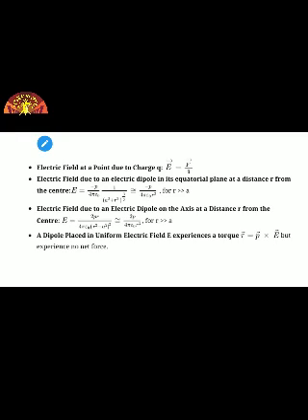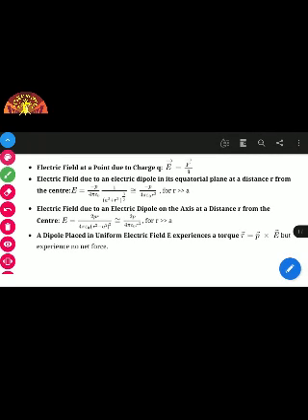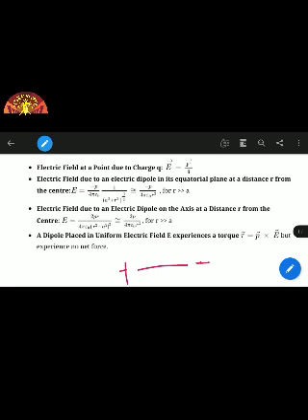Now, what is the equatorial plane? When we talk about the equatorial plane, as I told you, this was the dipole. Let's say one charge is here, one charge is here, minus q. Any plane perpendicular to this axis, this was the axis, would be the equatorial plane. Okay, you just need to remember this. So the formula for this, as you can see over here, we have mentioned the formula.